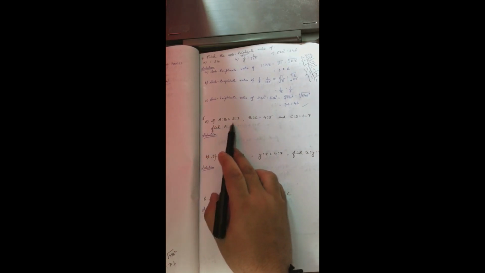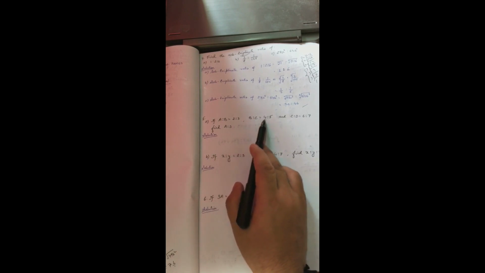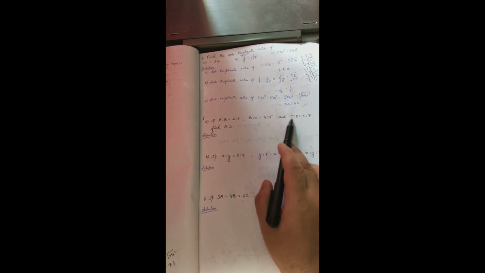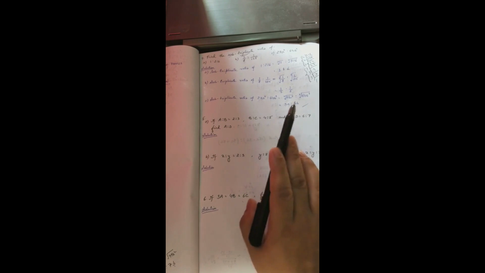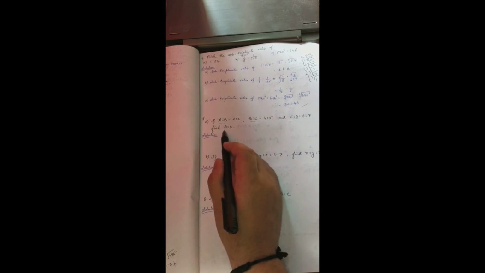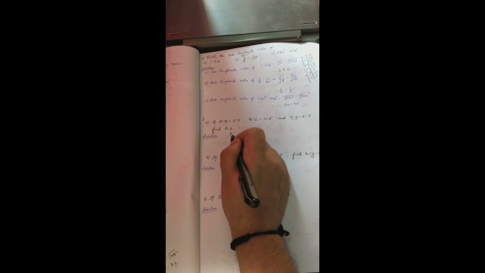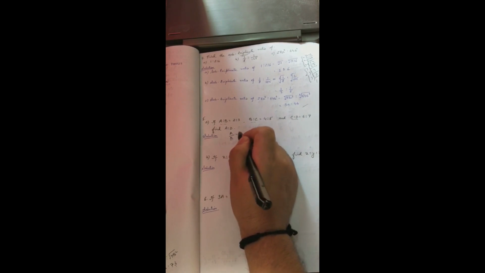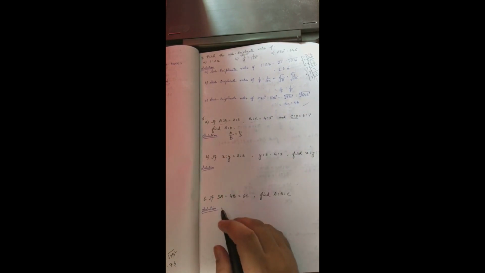If a is to b is equal to 2 is to 3, b is to c is equal to 4 is to 5, and c is to d is equal to 6 is to 7. So these three ratios are given. A is to b is given, b is to c is given, and c is to d is given. We have to find a is to d. So how do we find this? See, a is to b, we can write as a by b is equal to 2 by 3.